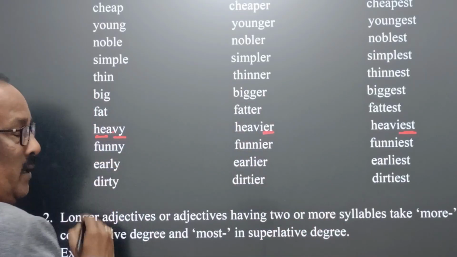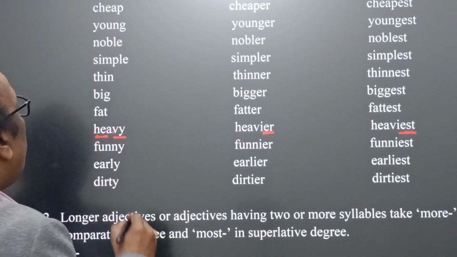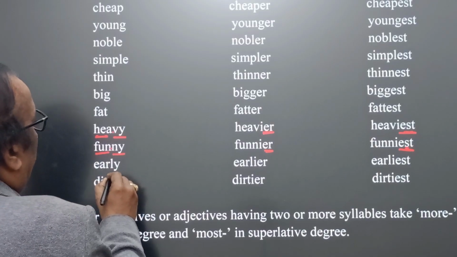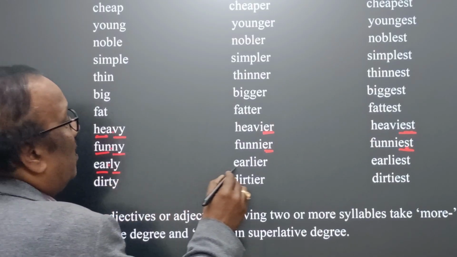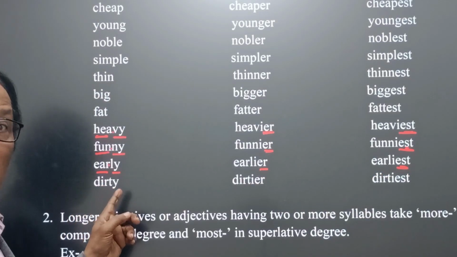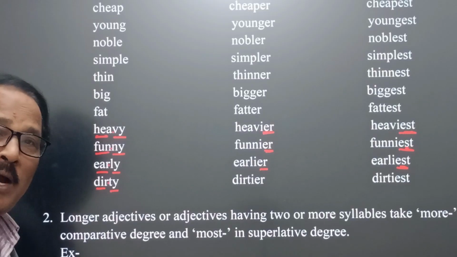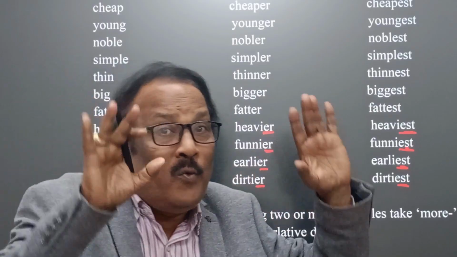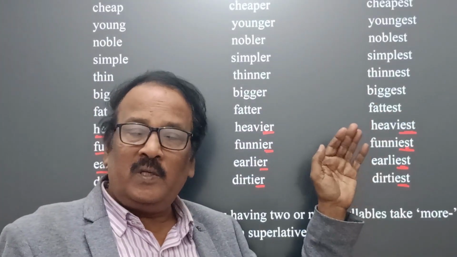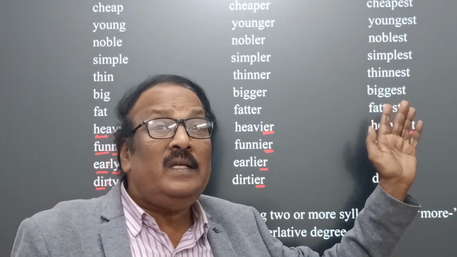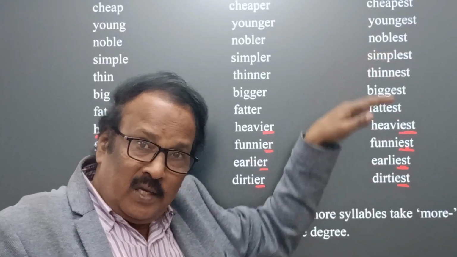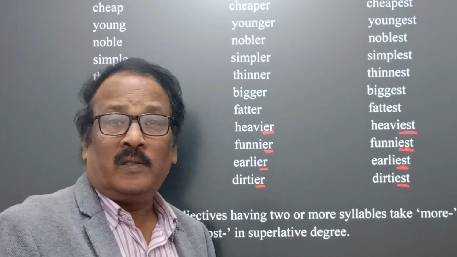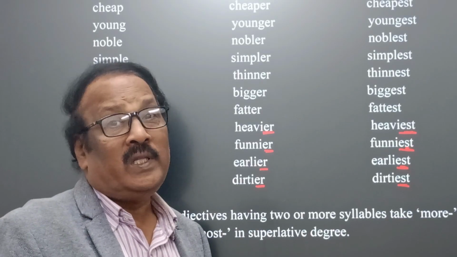Yes. Next, funny. Two syllabic word. Here, funny, funnier, funniest. Early. Here we also find two syllabic word. Earlier, earliest. Dirty. We have two syllabic word. Dirtier, dirtiest. Okay, these are the ways how we use suffix er in comparative degree and suffix est in superlative degree in the case of monosyllabic adjectives and sideways disyllabic adjectives ending with y.